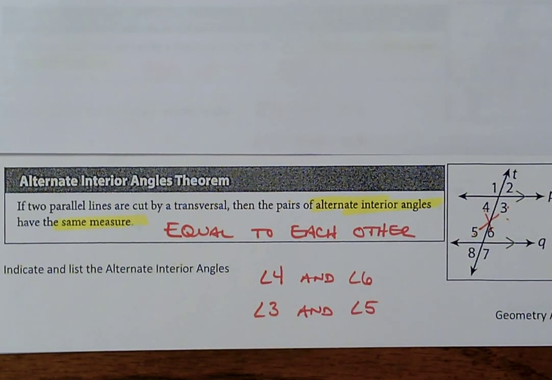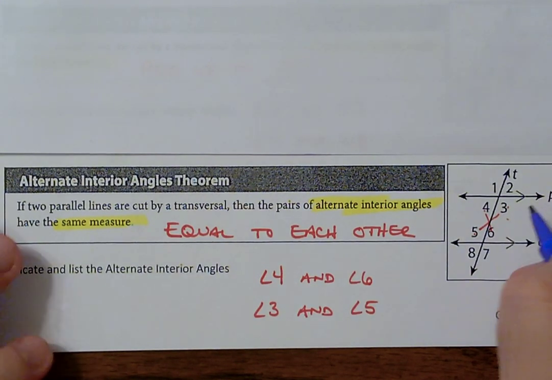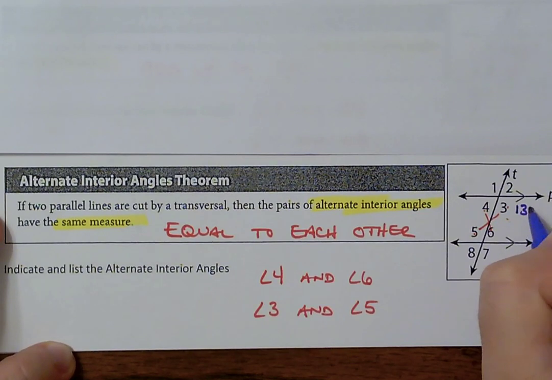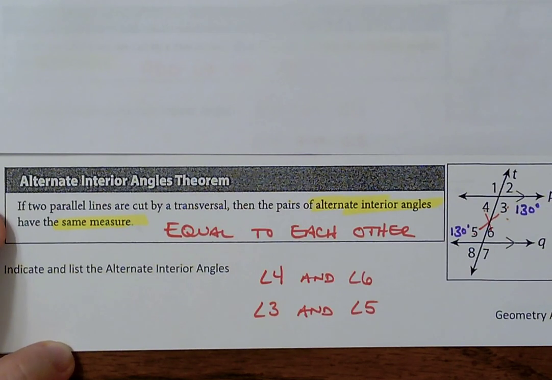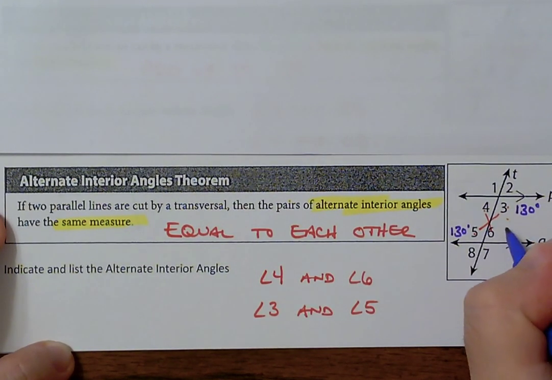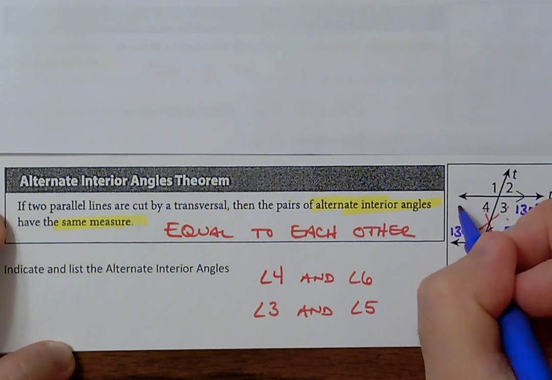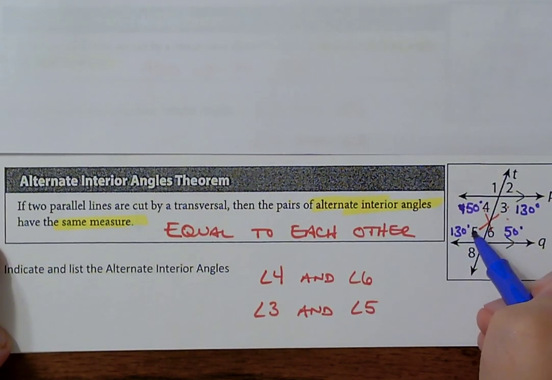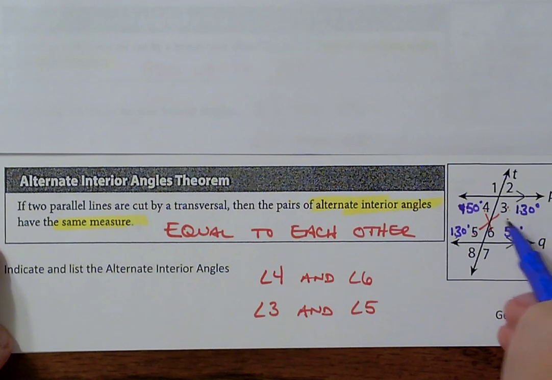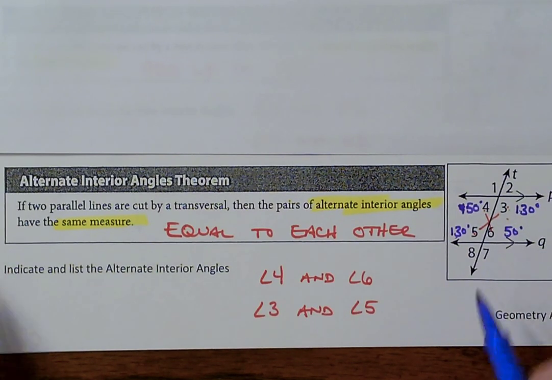Now, these angles are equal to each other. So 4 and 6 are the same measure, 3 and 5 are the same measure. Meaning, if I knew that angle 3 was 130 degrees, that means angle 5 is also 130 degrees. And if I knew angle 6 was 50 degrees, that means angle 4 is also 50 degrees. So 3 and 5 are alternate interior, meaning they're equal. Same with 4 and 6, and they are equal to each other.